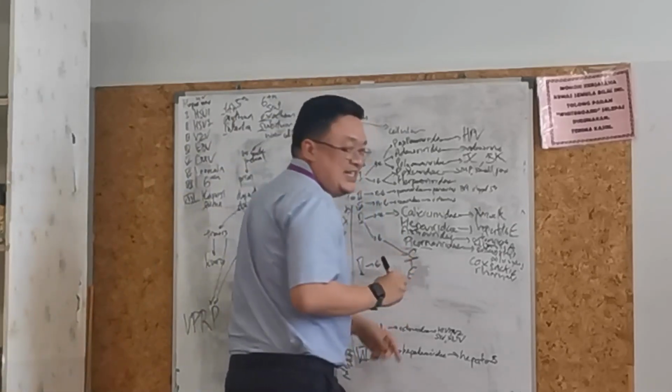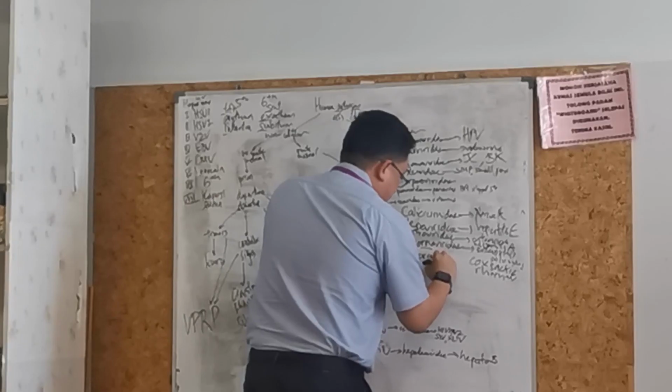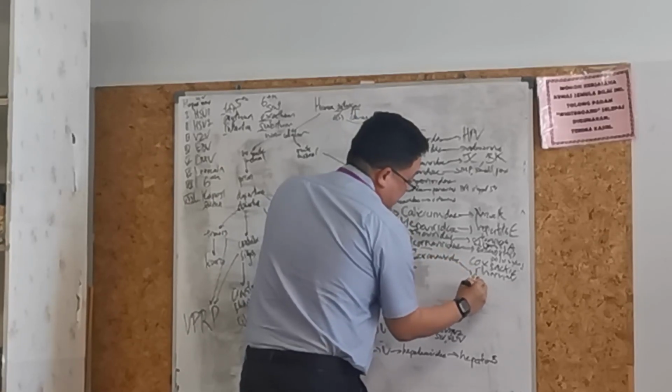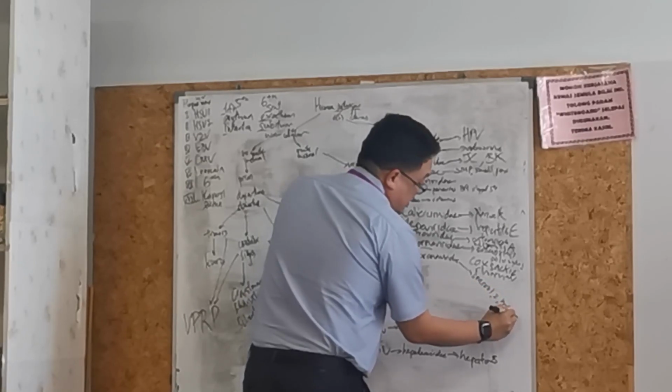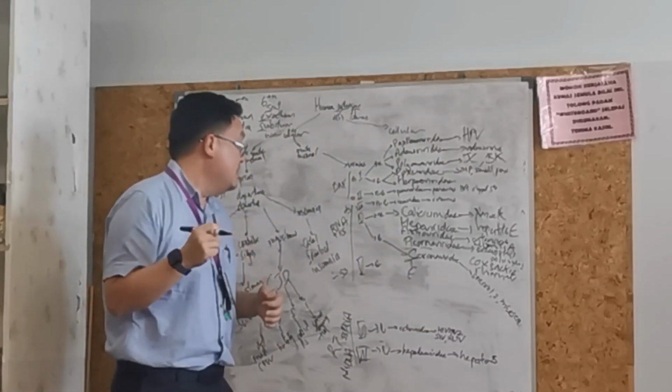Okay, so what is C? Coronaviridae. So what are the Coronaviridae that you know of? SARS, the original SARS-CoV-1, SARS-CoV-2, MERS-CoV. Okay, all these are Coronaviridae. Okay, coronaviruses.